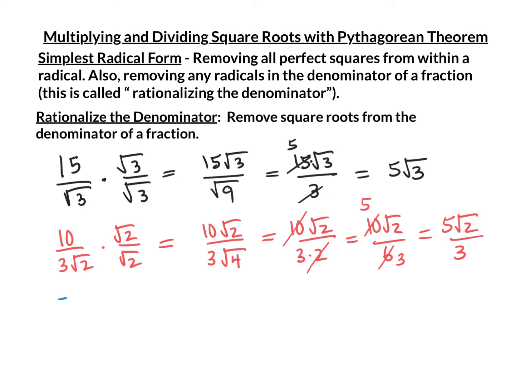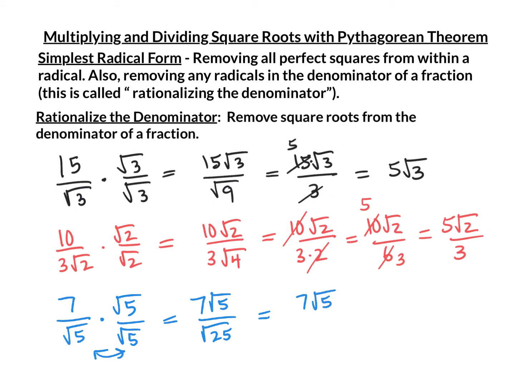Sometimes, when you rationalize the denominator, it doesn't make the answer any nicer, like in this case. 7 divided by root 5. Again, I just make a 1 with that root 5. This is going to be 7 root 5 over root 25. I made a perfect square right here. And that's 7 root 5 over 5. And that's your answer.